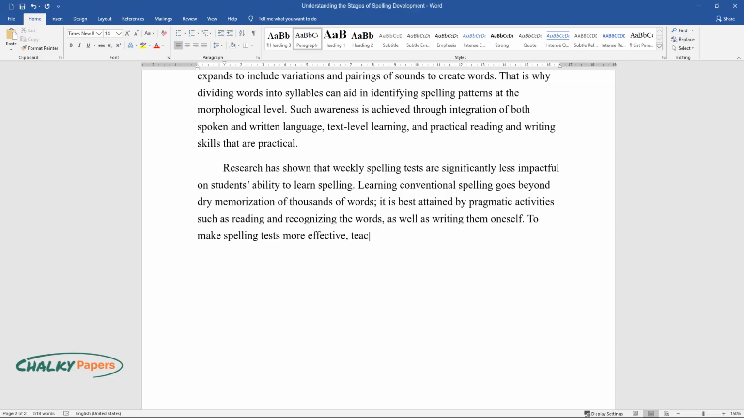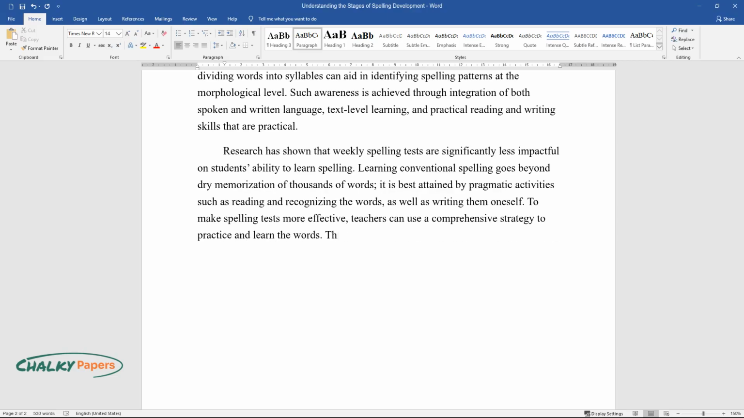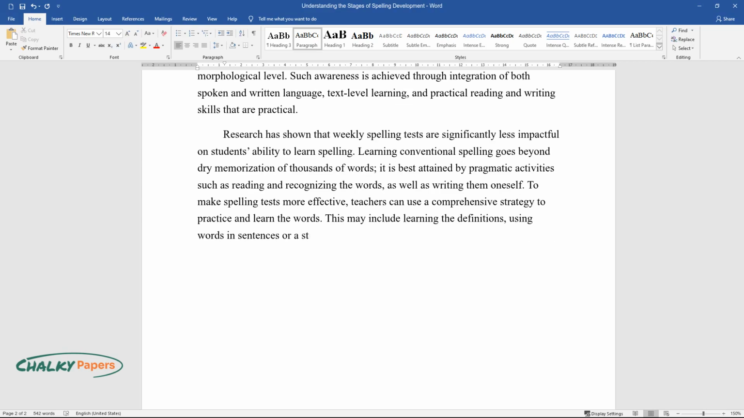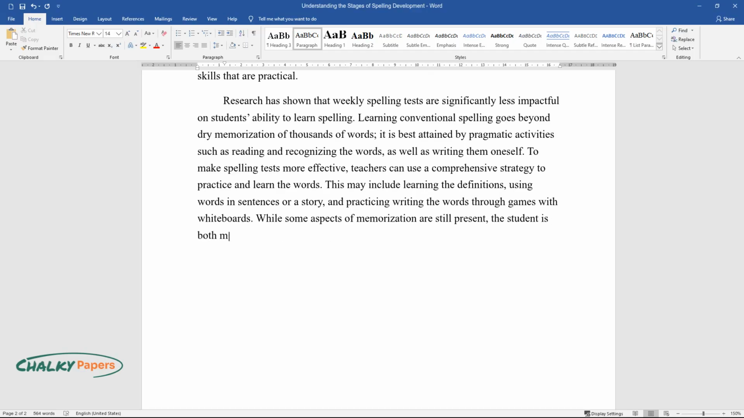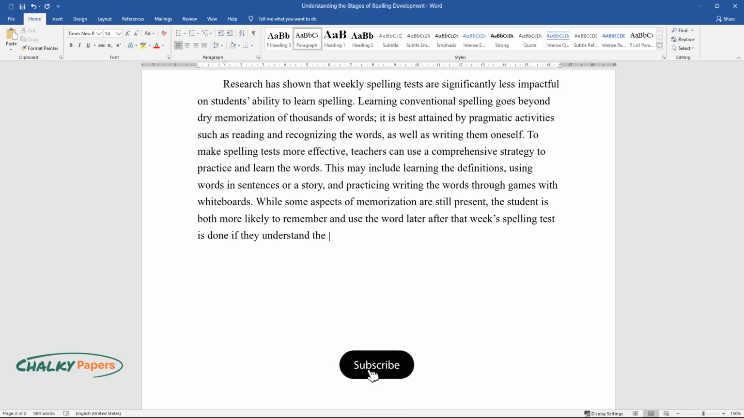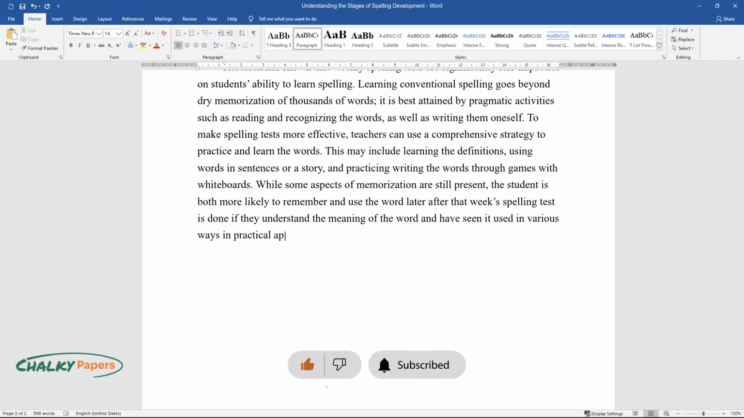To make spelling tests more effective, teachers can use a comprehensive strategy to practice and learn the words. This may include learning the definitions, using words in sentences or a story, and practicing writing the words through games with whiteboards. While some aspects of memorization are still present, the student is both more likely to remember and use the word later after that week's spelling test is done if they understand the meaning of the word and have seen it used in various ways in practical applications, such as reading or daily speech.